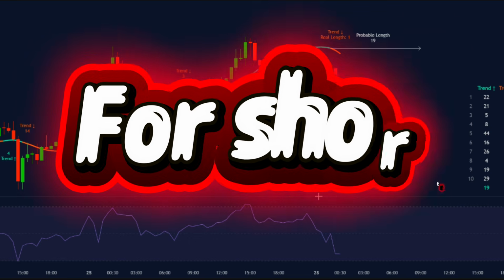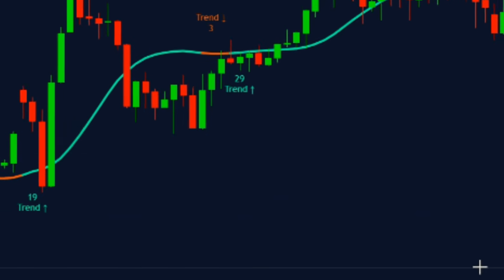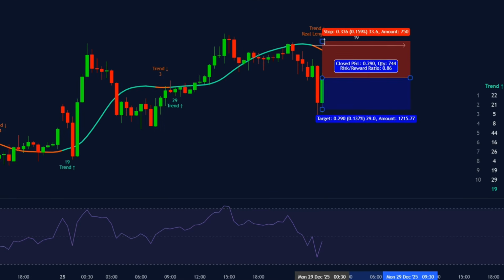For a short position, you simply do the opposite. Wait for a green ribbon. Wait for RSI to be overbought above 70. Then wait for the ribbon to turn red. Enter on the close of the candle.